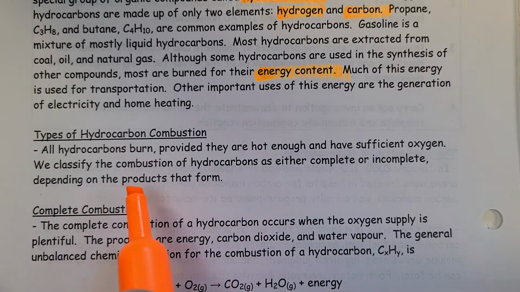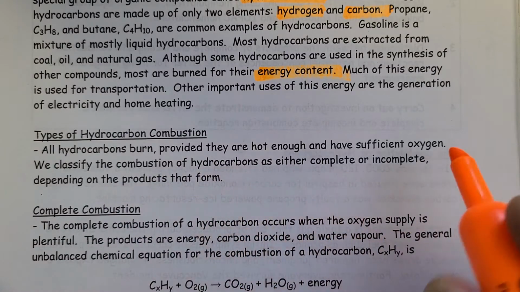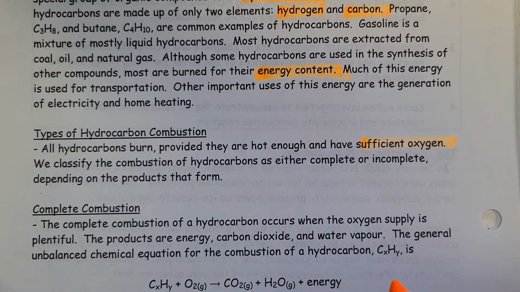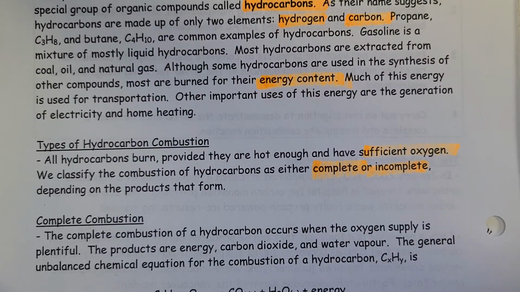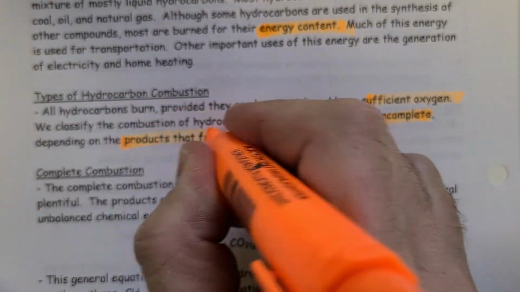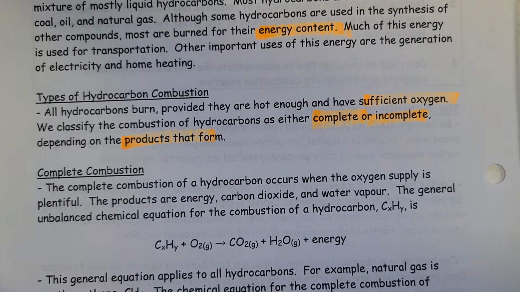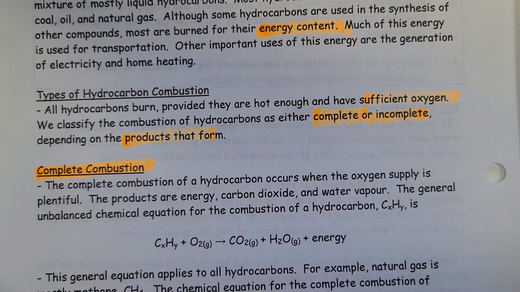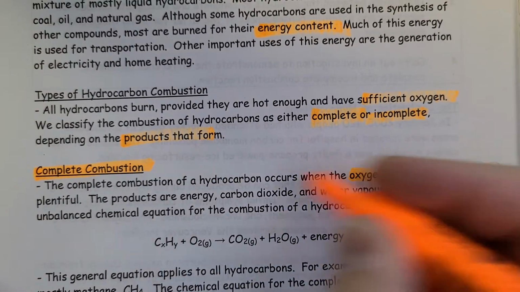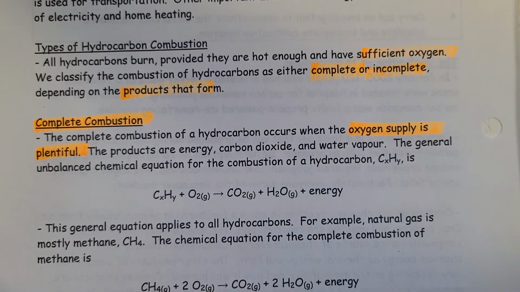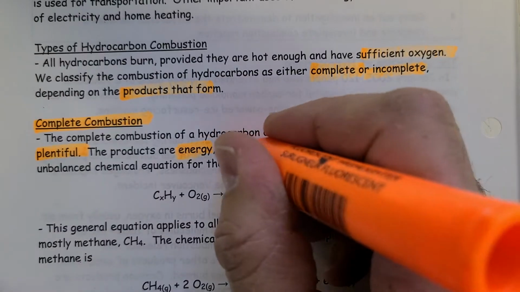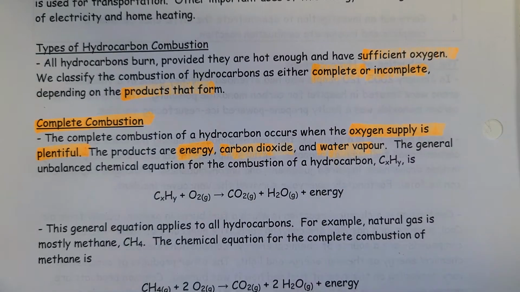All hydrocarbons burn, provided they are hot enough and have sufficient oxygen available. We classify the combustion of hydrocarbons as either complete combustion or incomplete combustion, depending upon the product. The two different forms of combustion do have different products. Complete combustion of a hydrocarbon occurs when the oxygen supply is plentiful, so you have more than enough oxygen. The products are going to be energy, carbon dioxide, and water vapor.